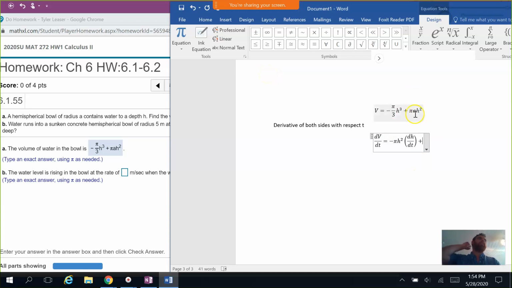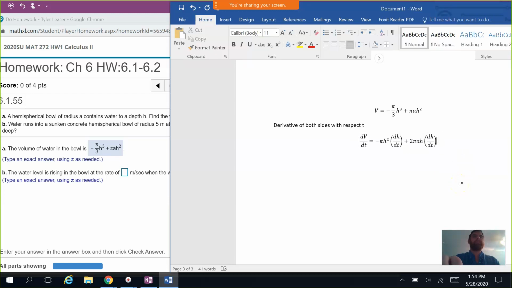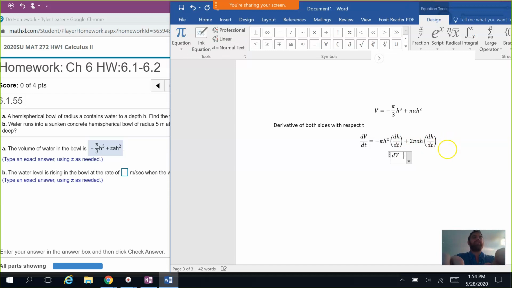Same thing with this other one. Remember that a was just the radius of the bowl, and the radius of the bowl is not changing with respect to time, so that's just a constant that's going to stay there. We take the derivative with respect to h, which brings down the 2 and leaves the h as a 1. But again, we have to multiply by a dh/dt on the back of that one. Okay. We're trying to solve for this dh/dt, so now I'm going to factor it out of both of those terms. I'll just pull it to the front.